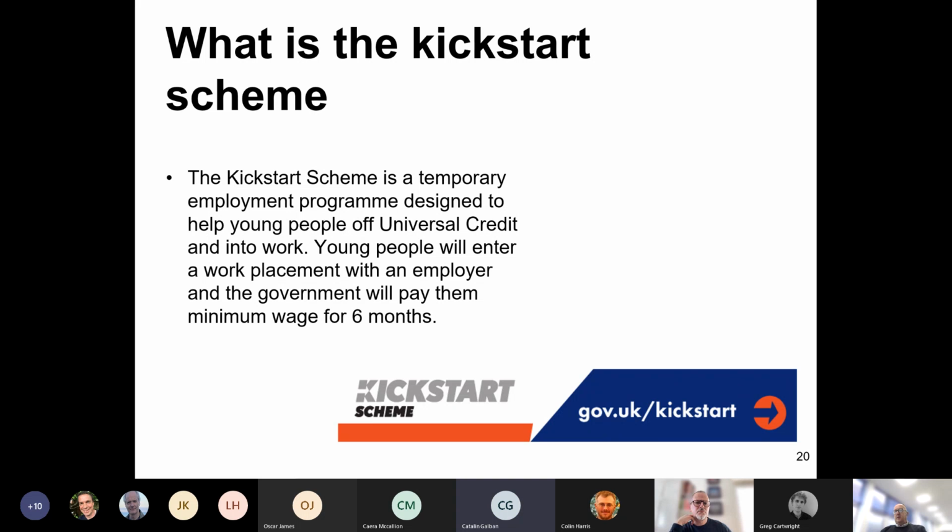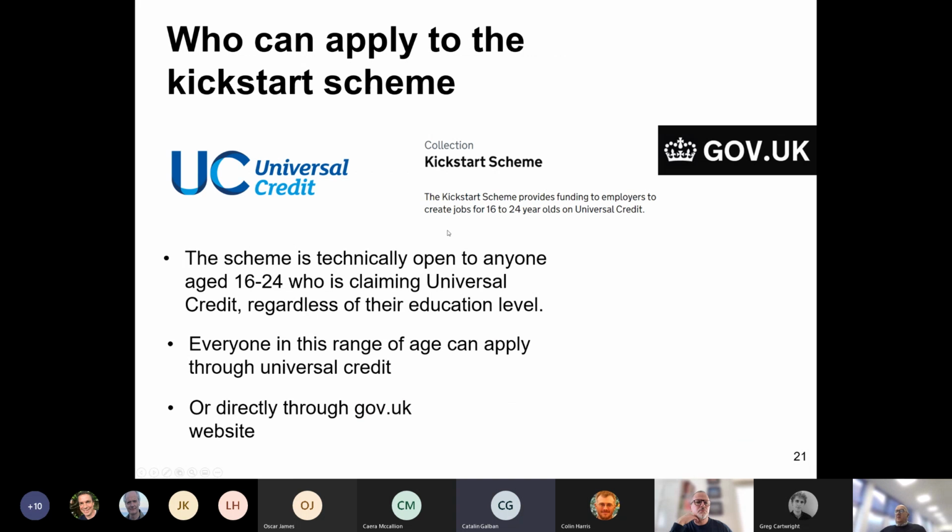I'll start with what the Kickstart scheme is. The Kickstart scheme is a temporary employment program designed to help young people on universal credit into work. Young people will enter a work placement with an employer, and the government will pay them a minimum wage for 6 months. Next slide, please. So who can apply to the Kickstart scheme? The scheme is technically open to anyone aged between 16 and 24 who is claiming universal credit, regardless of their education. Everyone in this age range can apply through universal credit or directly through the gov.uk website.